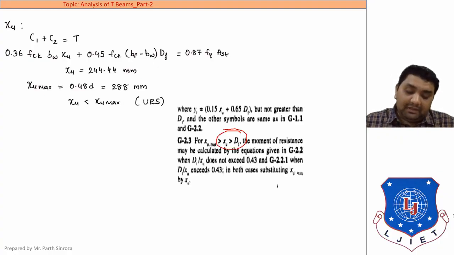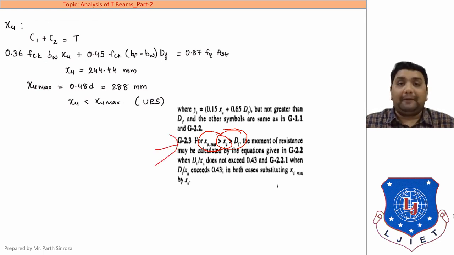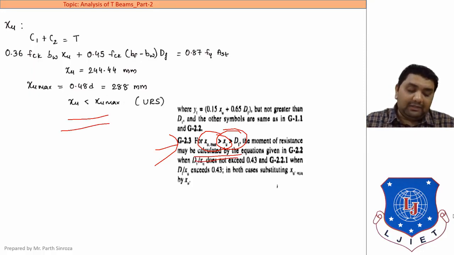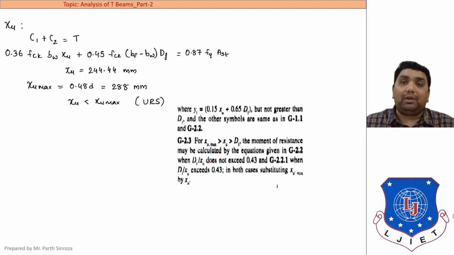Here we have seen that xu was greater than Df, but we also need to prove that xu max is also greater than Df every time if we are using G2.3. If we are using G2.3, we need to compare all these three cases. So here we can prove that xu max is greater than xu. So we can move further ahead.